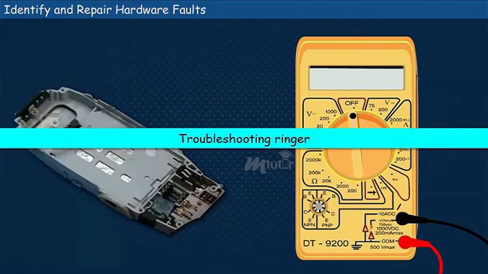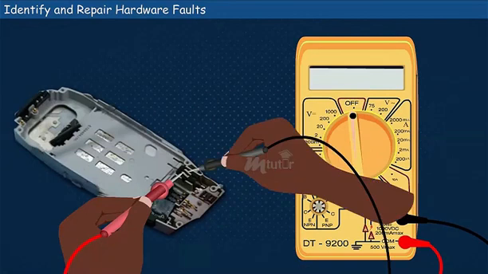Troubleshooting ringer. To check the ringer or vibrator, connect the multimeter probe to the 2 terminals of the vibrator. Keep the multimeter in ohms range. Make sure that the probes are not touching each other. If a beep sound is heard along with some values, then it indicates that the vibrator is in good condition.